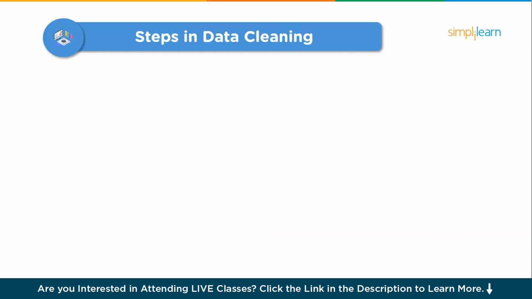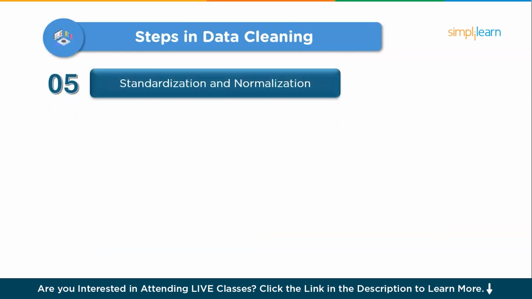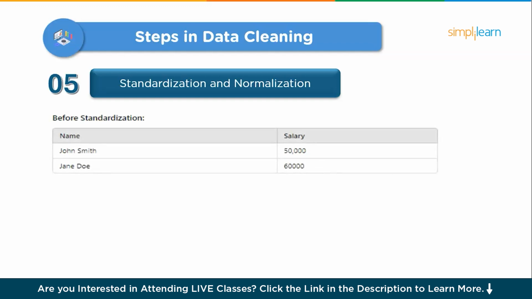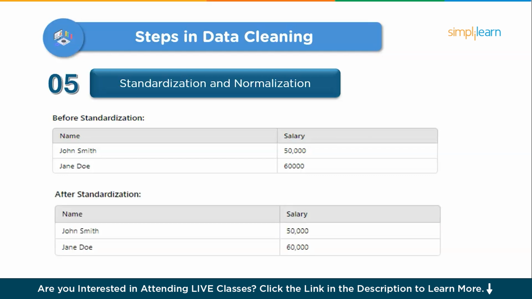Now moving on to the fifth step, that is standardization and normalization. This step ensures that your data uses the same format or scales. For example, John Smith has 50,000 salary and Jane Doe has a 60,000 salary, but the comma is missing. You might also normalize the salary values if you're going to compare them on a different scale, like scaling them between 0 and 1 for machine learning models. So after we handle it, either we write everything the same or we include the comma in both.